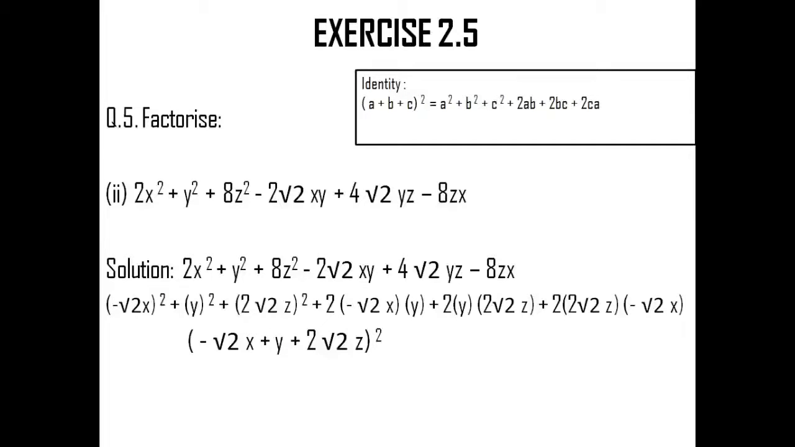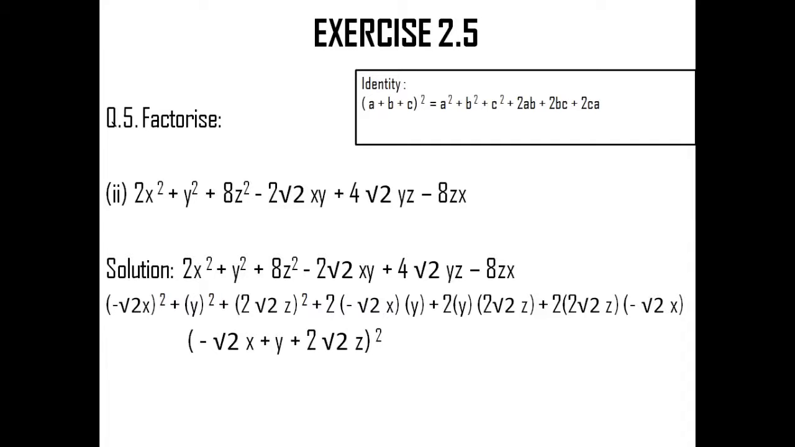The question is 2x square plus y square plus 8z square minus 2 root 2 xy plus 4 root 2 yz minus 8zx. So again, it has got 6 terms and it very much resembles a square plus b square plus c square plus 2ab plus 2bc plus 2ca. Let's check it out. 2x square. 2x square is square of what? 2 is square of root 2. So I'll write root 2x the whole square. Y square is square of y. So y the whole square plus 8z square.